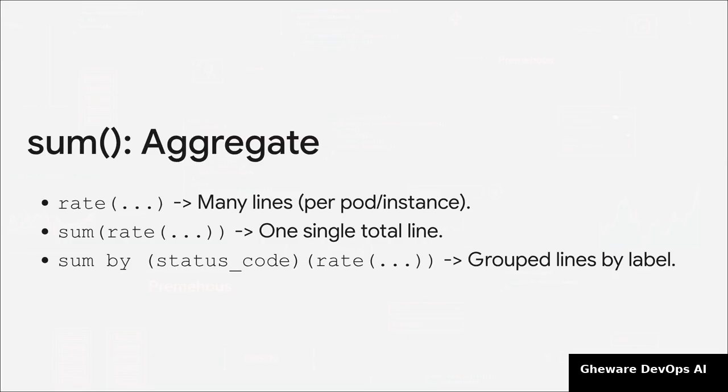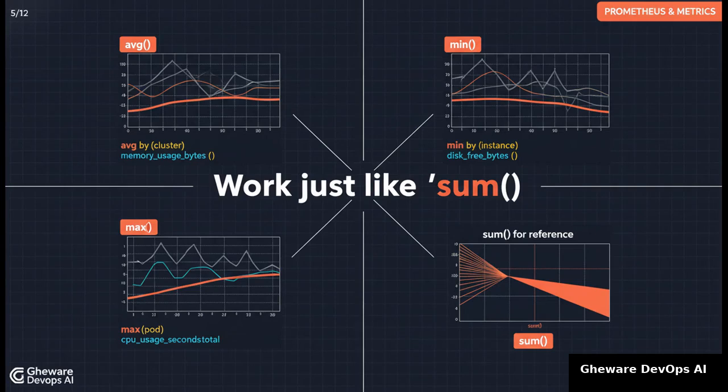It rolls up all those individual lines into one clean total. But the real magic, the part you're going to love, is the by clause. Sum by status code lets you see request rate broken down by HTTP status, an absolutely crucial view for any web service. And you know what? Once you understand sum, the next few aggregators are a piece of cake.